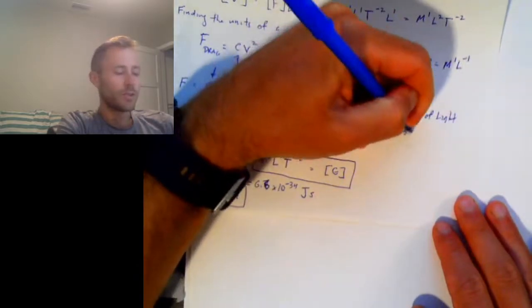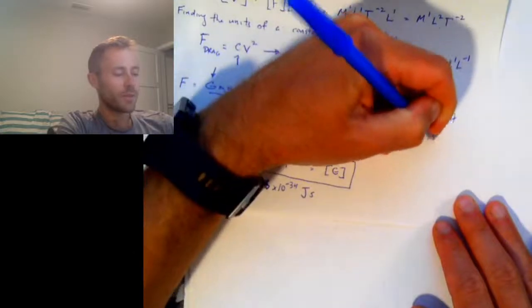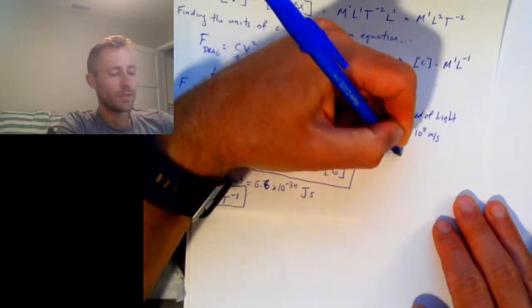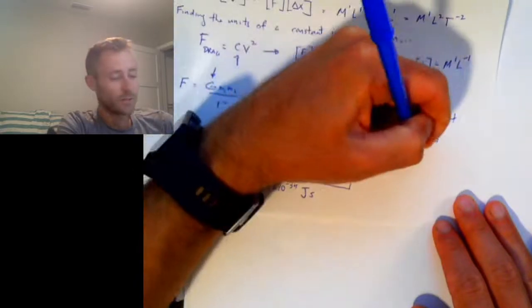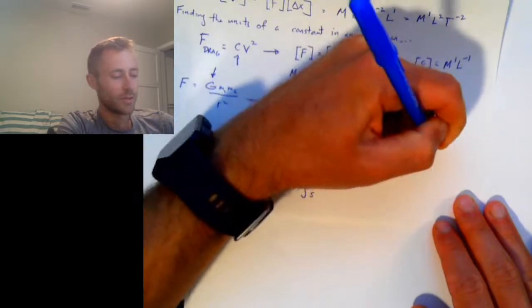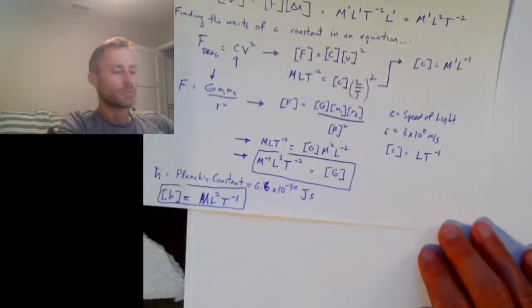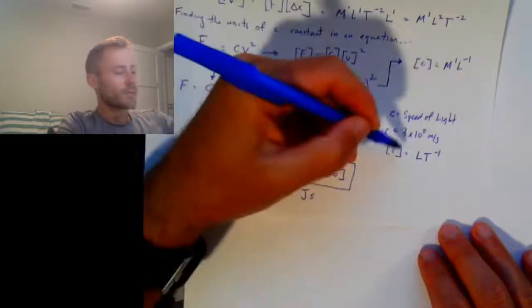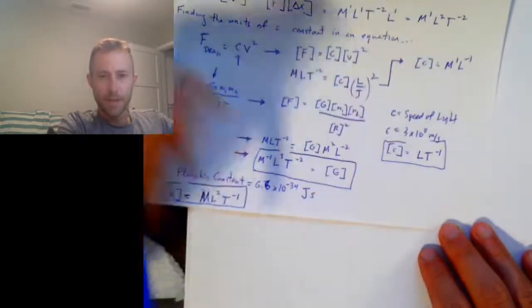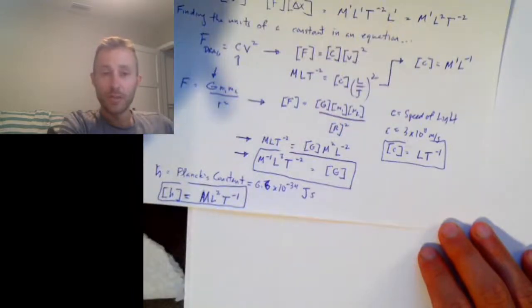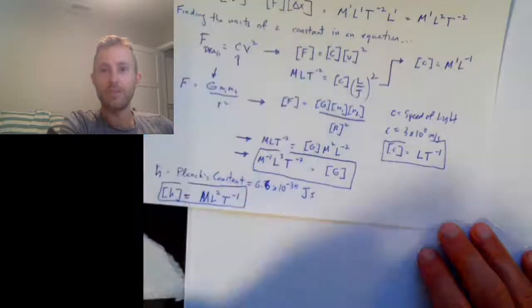And it is equal to 3 times 10 to the 8th meters per second. The fundamental units of c, it's a speed, so that has fundamental units of L, t to the minus 1. Okay? So did you know that we can combine G, H, and C to make something that has units of length? Okay, so that's what we're going to do for an example.